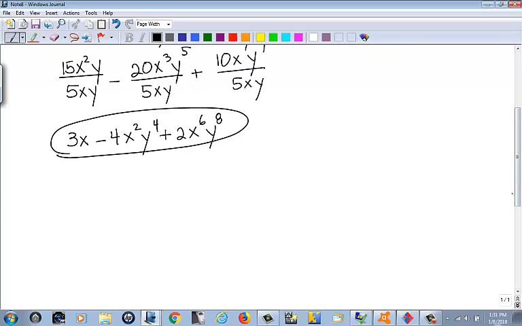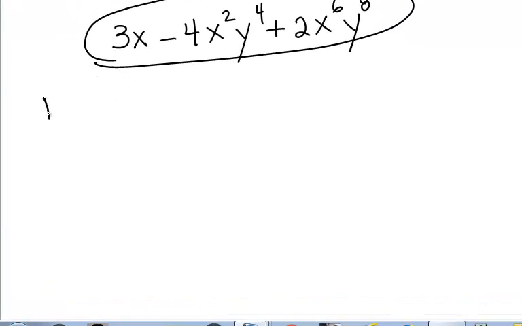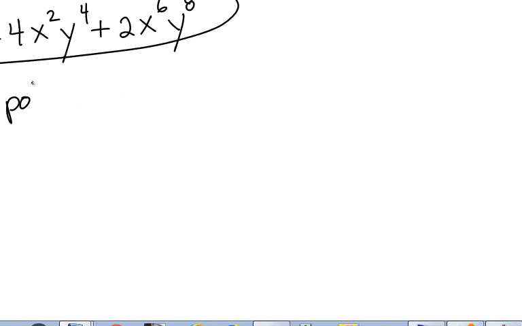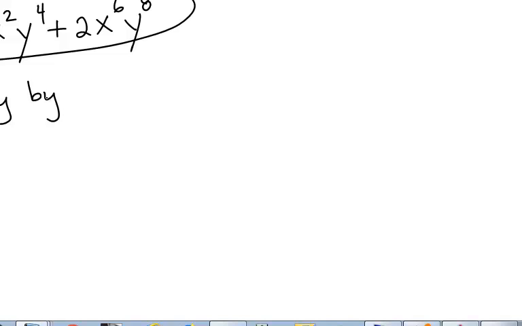Okay, so that's your final answer. If it's a polynomial divided by a monomial, split it up and simplify it. Okay, now we're going to do divide, I'm going to abbreviate it, a polynomial by a polynomial.